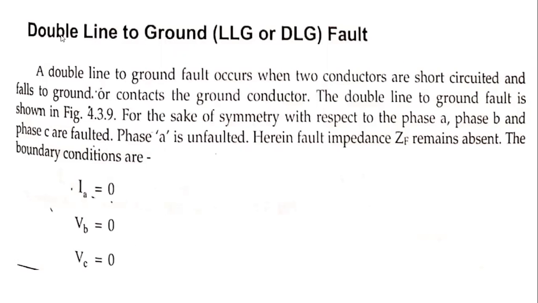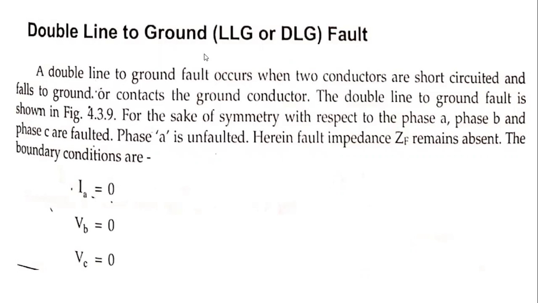Okay, next coming to the second derivation, that is double line to ground. What is the second derivation? That is the double line to ground fault, that is LLG or DLG. Okay, this is the double line to ground fault. A double line to ground fault occurs when two conductors are short circuited.